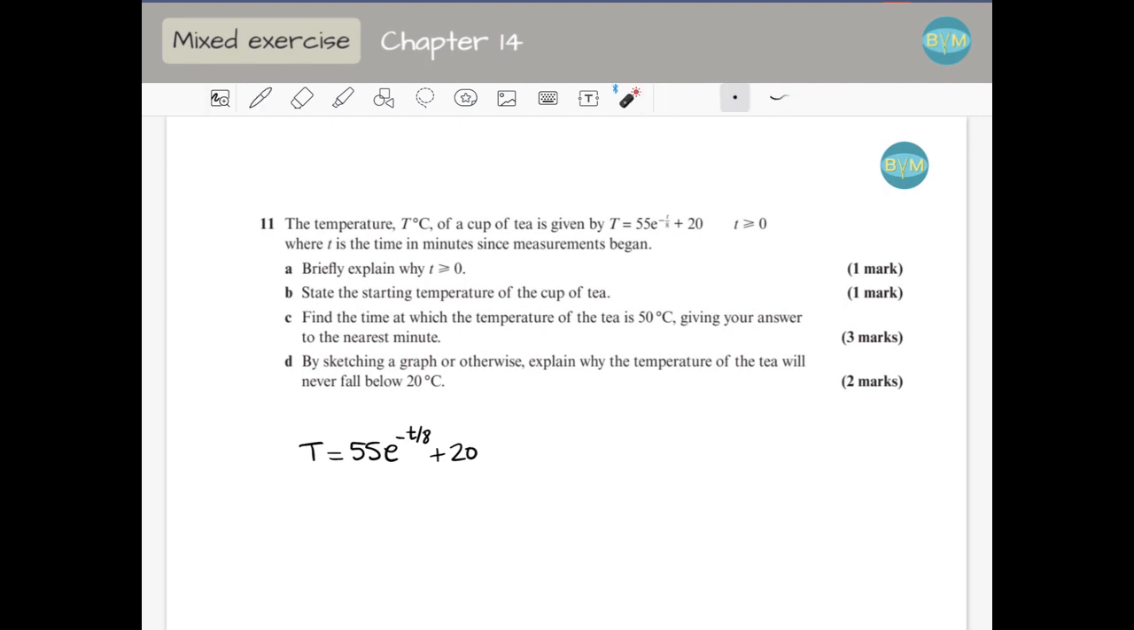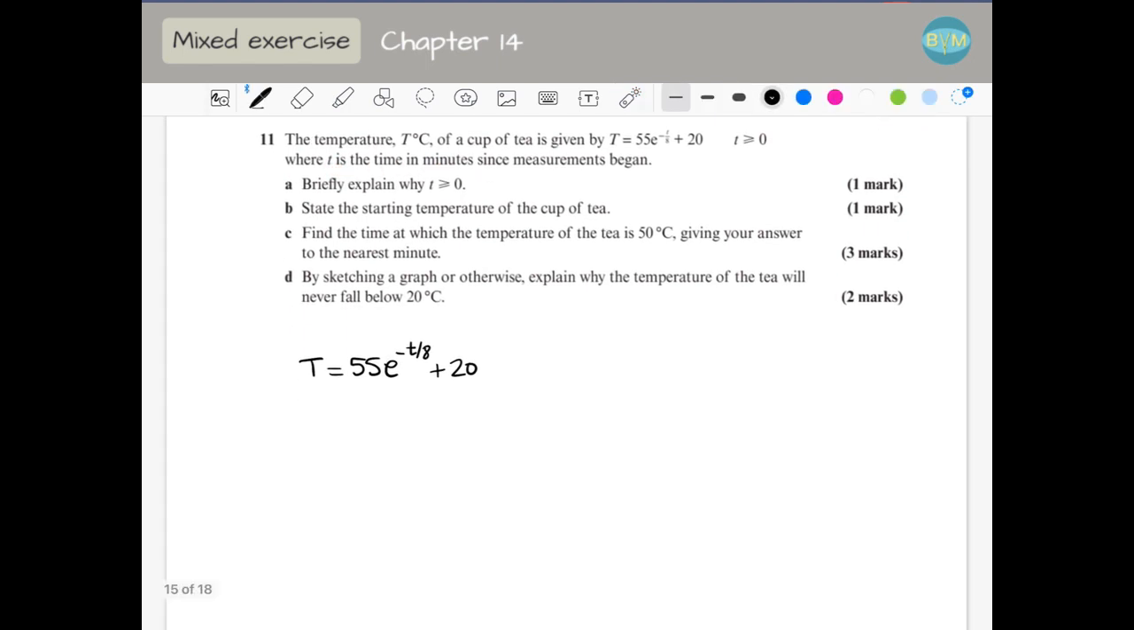A, briefly explain why t must be greater than or equal to 0. t is the time in minutes, which means it cannot be negative.